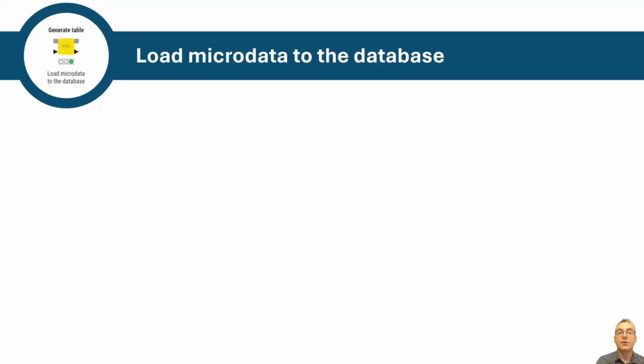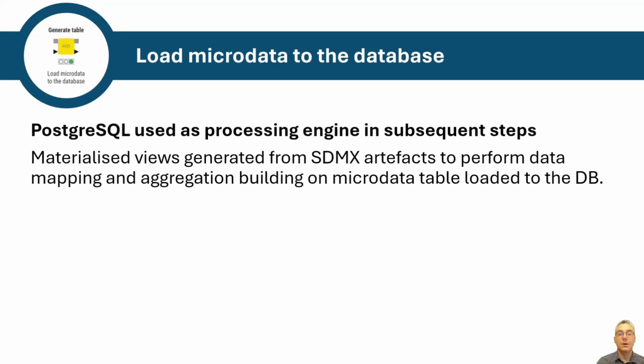I'll now provide some more details about the step of creating a database table from an SDMX dataset with its accompanying DSD. PostgreSQL is used as the processing engine in subsequent steps. Loading the source microdata as a database table is the first step in the processing chain to be implemented in the database. Materialized views will later be generated from SDMX artifacts to perform data mapping and aggregation, building on the microdata table we just loaded into the database.